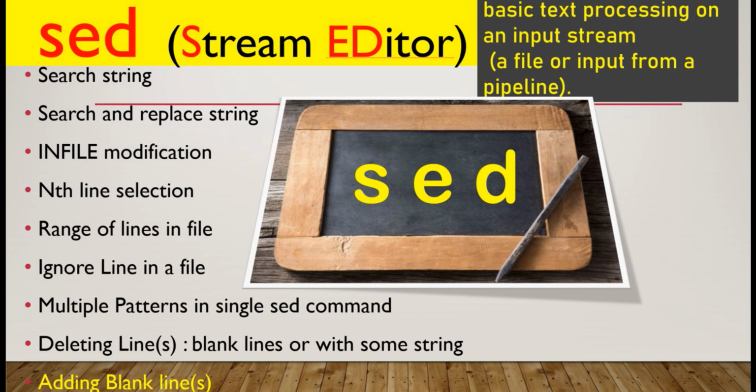In a file or in some text, you can search for a particular string or pattern of strings, and search and replace a few patterns. In fact, you can also modify a file, like replacing and deleting. If you're interested in the nth particular line, you can delete, select or replace it. A range of lines can also be selected in a file. You can also ignore a few patterns in a file, like comment lines and blank lines.